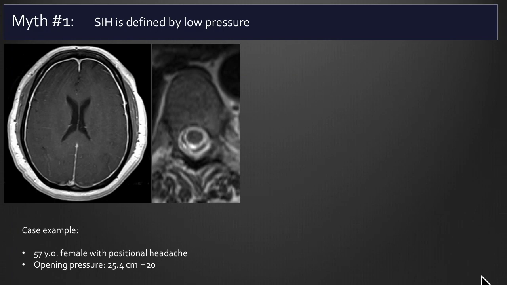So the first myth is that SIH is defined by low CSF pressure. And I think this has been talked about by a number of speakers before, so I'm going to mention it only very briefly. But I wanted to start with this case example. So here is a patient that you can see has diffuse smooth dural enhancement, had this brain MRI, the spine MRI that showed CSF outside the thecal sac, so evidence of a high flow CSF leak. She's a 57-year-old woman with orthostatic headache, but her opening pressure was 25. So not only was it not low, but it was kind of on the borderline of being high.